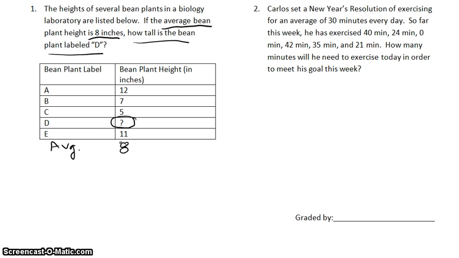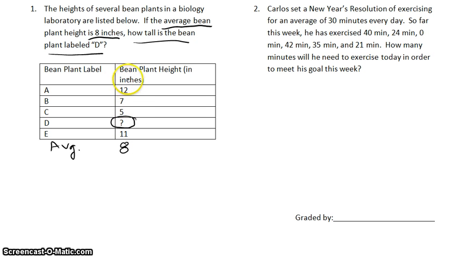So what we need to do is work through this process based on what we know about how you calculate average. We know that average is the same thing as mean, and what we do is add up all of the bean plant heights and then divide by how many bean plant heights there are, which is going to be 1, 2, 3, 4, 5.